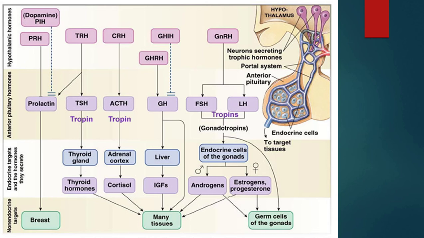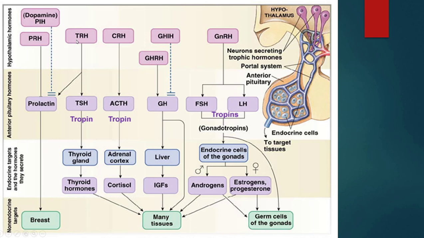This is the hypothalamic area. This is the pituitary gland, and these are the glands on which the pituitary hormones act, and these are the non-glandular organs on which the pituitary hormones act. In the hypothalamus, dopamine, the prolactin inhibitory hormone, or prolactin releasing hormone is produced, and it produces prolactin in the pituitary, which acts on the breast, a non-endocrine organ.